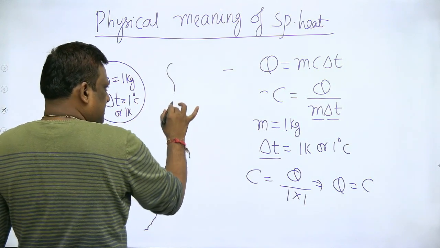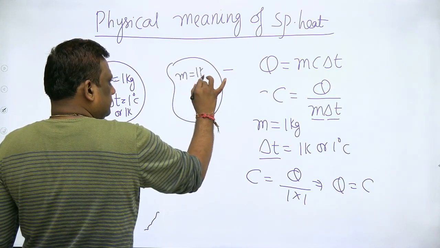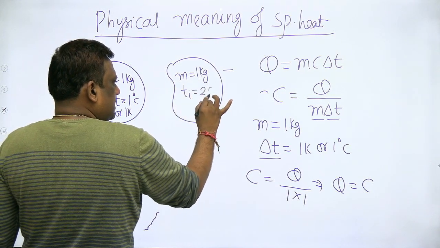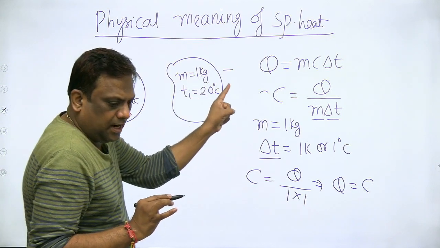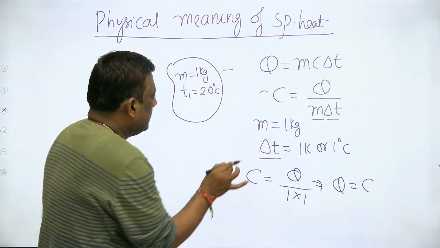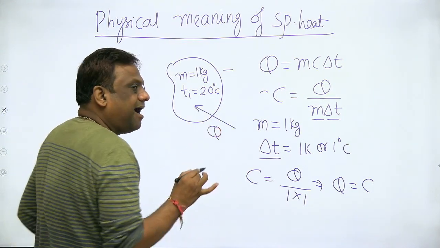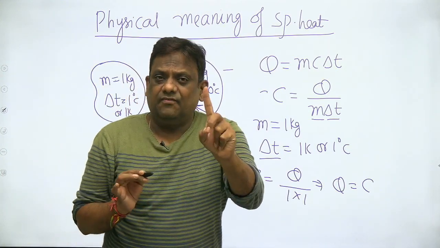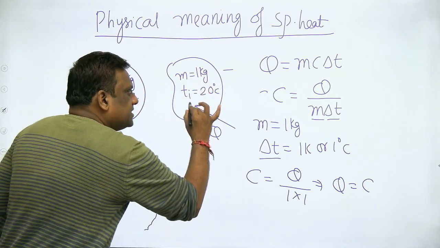Look here. Let us take a system whose mass is 1 kilogram. Let its initial temperature be 20 degrees centigrade. I repeat, there is a mass of 1 kilogram. Let its initial temperature be 20 degrees centigrade. Now let us supply heat. How long are you supplying? Until the difference in temperature is 1 Kelvin or 1 degree centigrade. So initial temperature is 20.